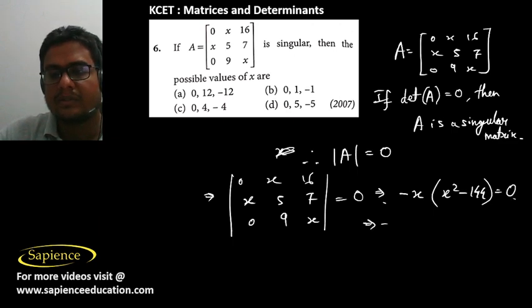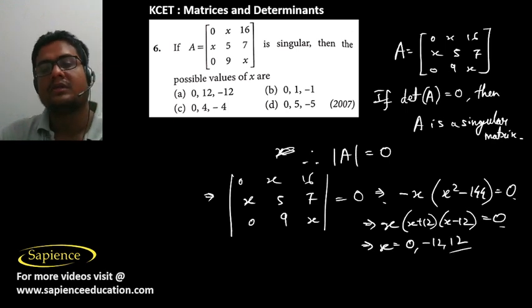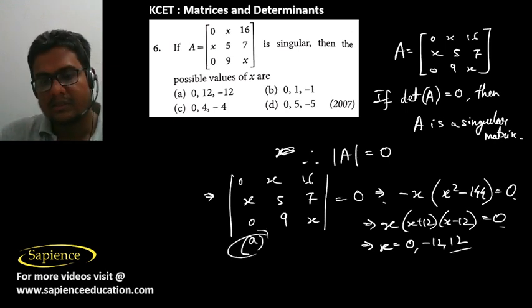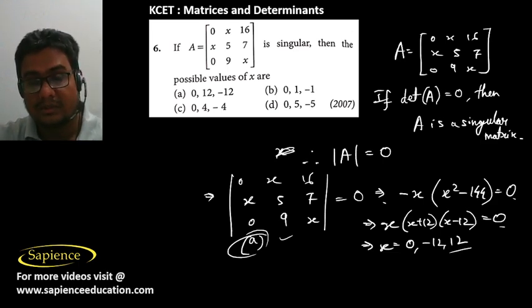So from here we can say that it will be x into (x plus 12) into (x minus 12), that will be equal to 0. From here we can say that x can be equal to 0, minus 12, or 12. So option A is the correct answer.